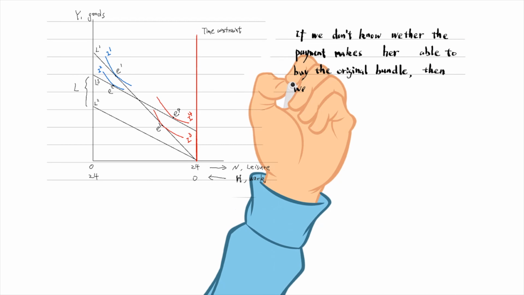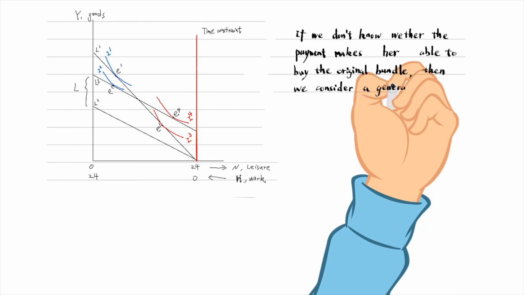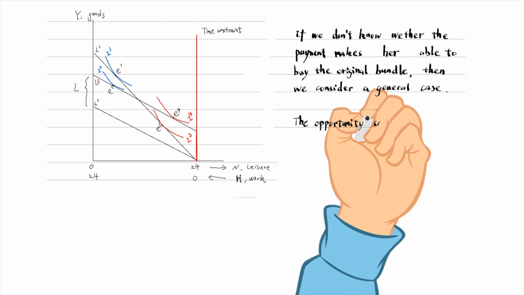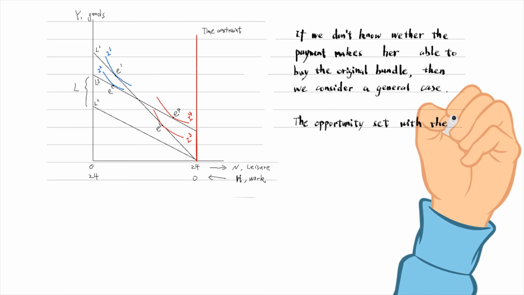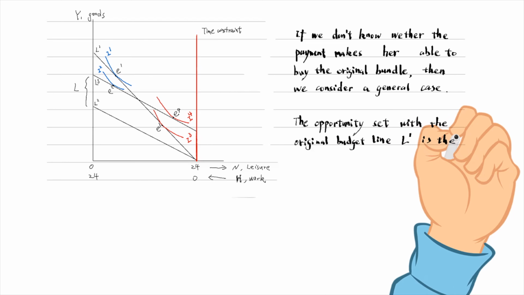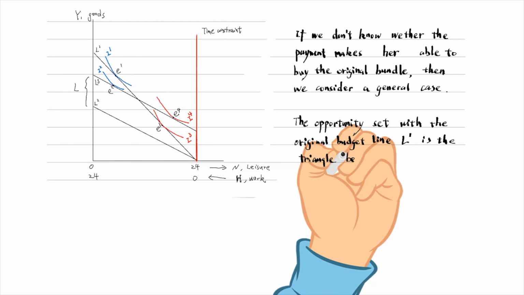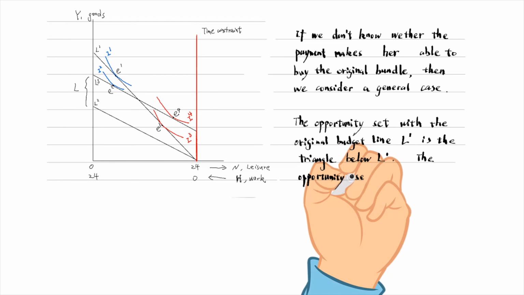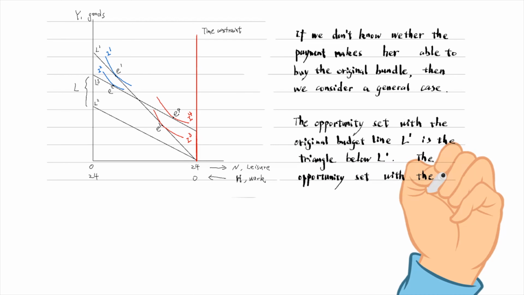We consider a general case. L1 is the original budget line. L3 is the new budget line with tax and payment. The opportunity set with the original budget line is the triangle area below L1. The opportunity set with the payment and the tax is the area below the budget line L3.